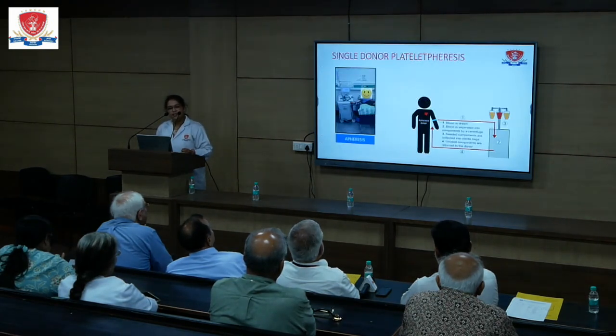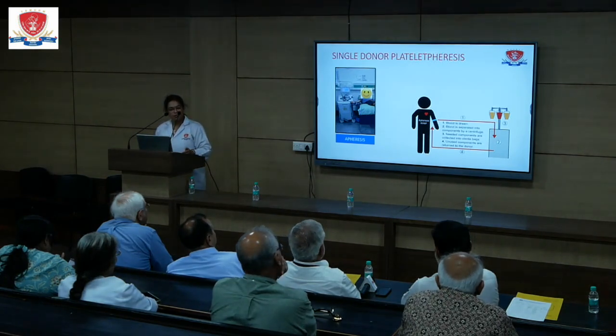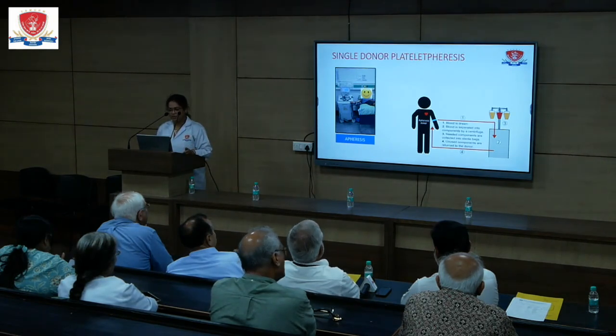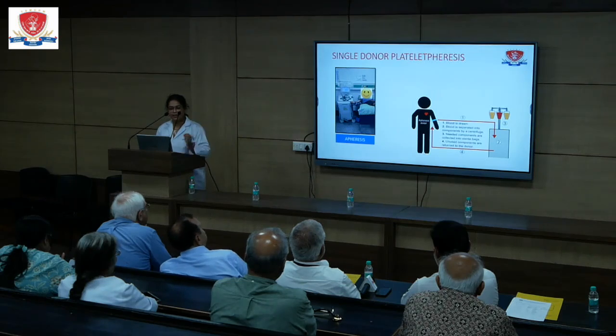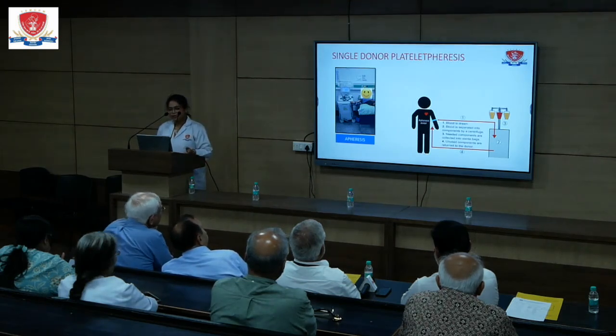The first procedure is single donor platelet pheresis, commonly called a single donor platelet. You can appreciate in the picture the procedure going on. Here the blood is drawn from the donor. The blood is separated into components by a centrifuge present in the machine. The needed component, that is the platelets suspended in plasma, are collected in the sterile bags. You can see the sterile bags hanging. And the unused components are returned to the donor.